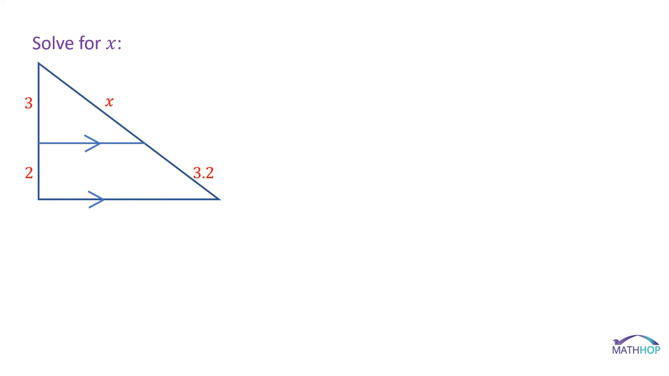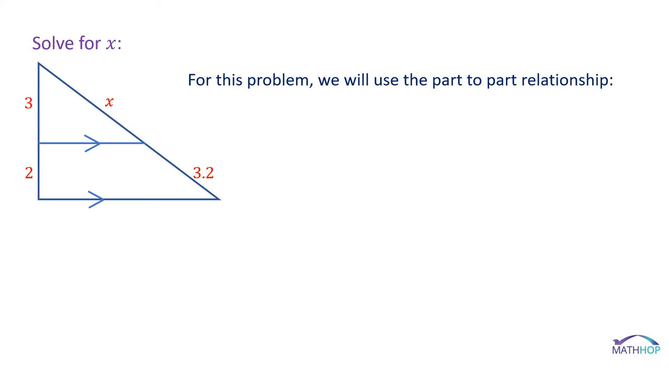In fact, the last problem in this little video, I'm going to do one that you could do with part to part or with part to whole. But let's make this easy. Let's do part to part. Let's set it up as 3 is to 2. We're going to say A is to B, so 3 is to 2 as x is to 3.2. So let's do that. 3 over 2 equals x over 3.2, because these are ratios.